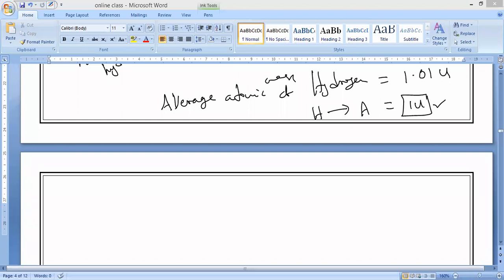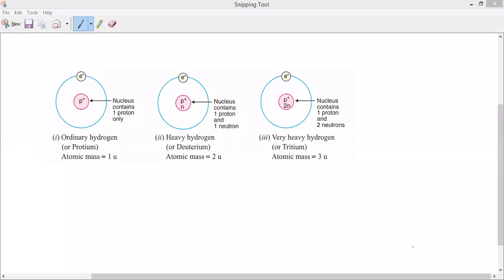Now in the exam, they will ask you to draw the structures also. The first isotope we call protium, which is ordinary or simple hydrogen. The second one is called deuterium, heavy hydrogen, and tritium is called very heavy hydrogen. So everybody draw the structures of the isotopes of hydrogen. In the exam, if they ask, you have to explain with the diagram, so that they will give you good marks.